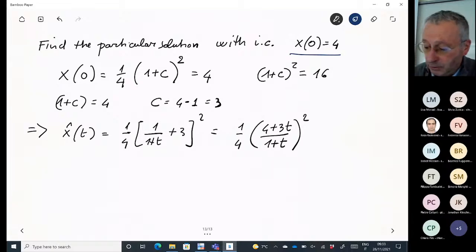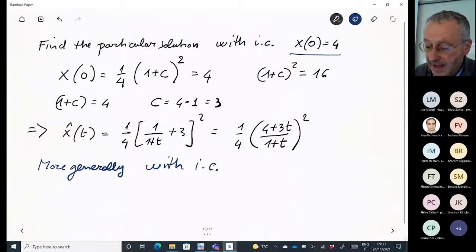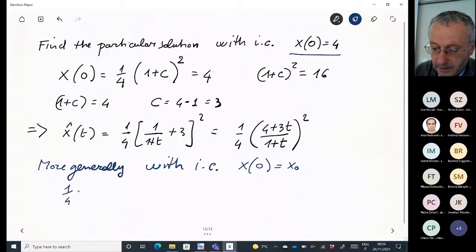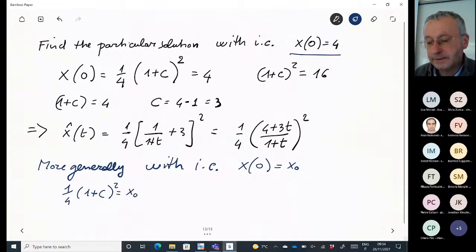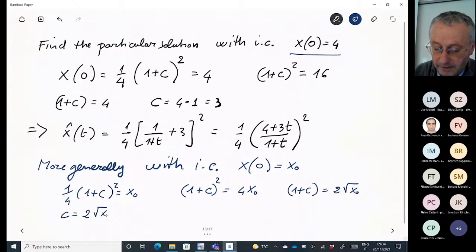More generally, with initial condition x at time 0 equal to x0, all the same steps, okay? Here we get 1 over 4, 1 plus c squared equal to x0. So 1 plus c squared is equal to 4x0, okay? 1 plus c is equal to 2 square root of x0. And c is equal to 2 square root of x0 minus 1. Okay? Can you follow the solution steps?